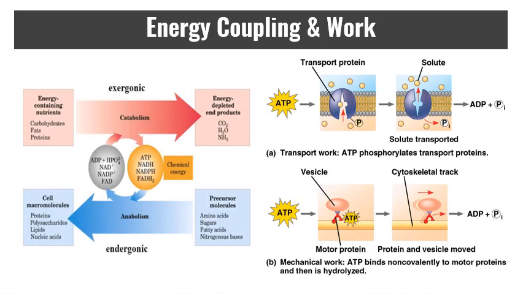So exergonic reactions are catabolic reactions. The energy is released, therefore the products become energy depleted, they break them down. Whereas anabolic reactions build things up. Endergonic reactions put energy in. You go from less complex to more complex. You take the energy output of an exergonic reaction and you make it the energy input of an endergonic reaction.